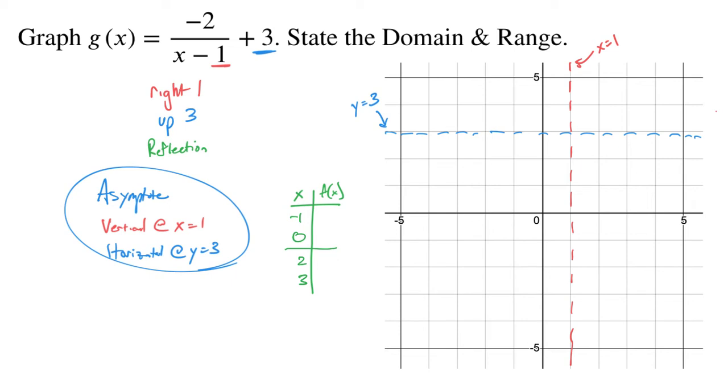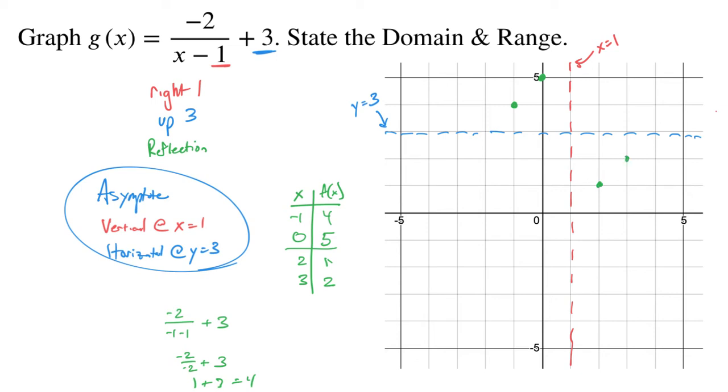So I'll plug -1 into my equation. Okay, so -2 over -1 minus 1, plus 3. And let's see here, that'll give me -2 over -2 plus 3, which is 1 plus 3, which gives me 4. I'm going to be real careful when I plug these numbers into my calculator, but I'm going to do the same thing for these other values. And then I'll plot the points. So -1, 4 puts a point here. 0, 5 puts a point here. 2, 1 puts a point here.